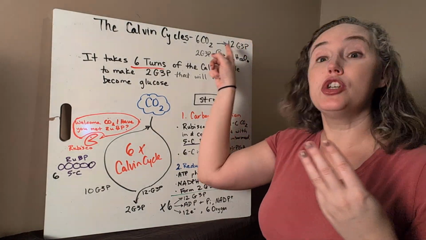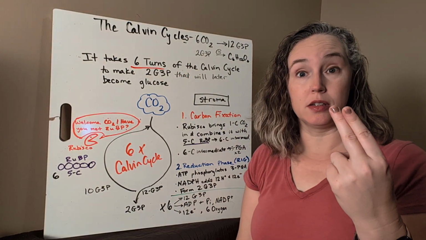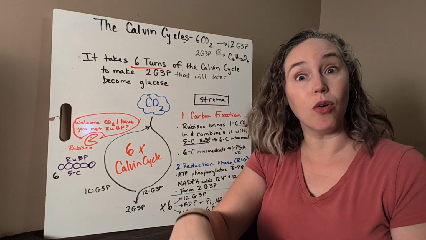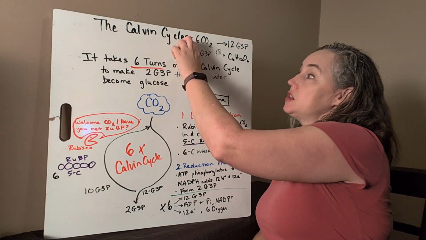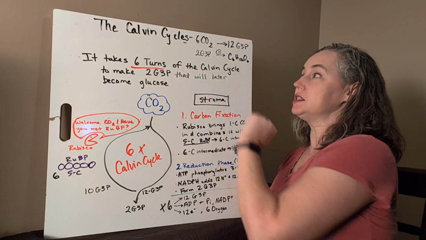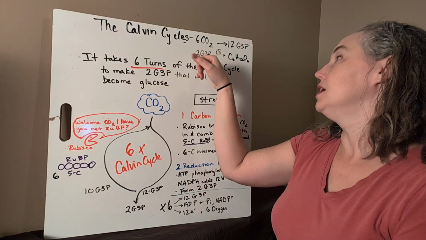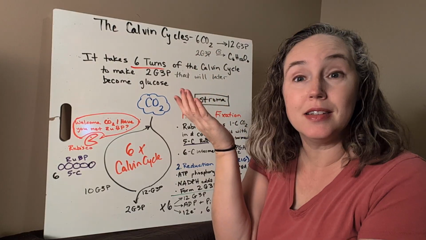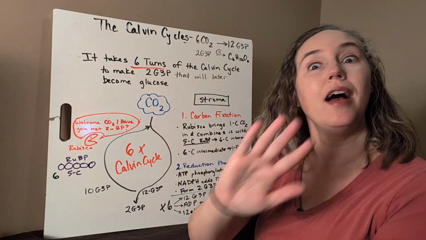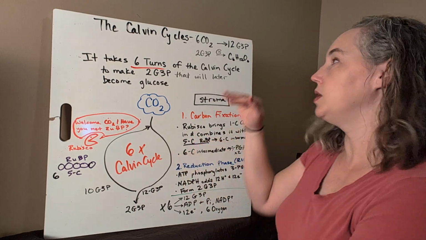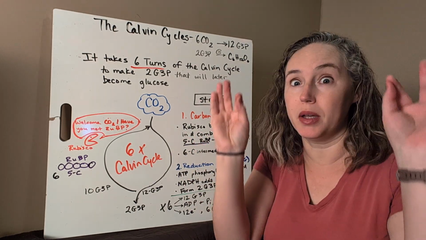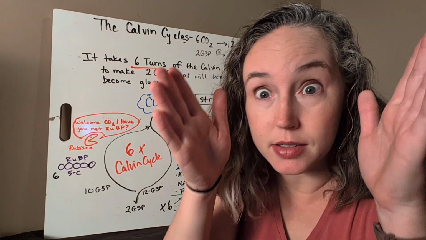Then 2 of those G3Ps will come out. So 6 carbons here, 6 carbons here. Okay, and in the cytosol later, with our friend enzymes, they're going to go through another series of changes to finally make a glucose. So that's like the big picture. Now, let's get deep.